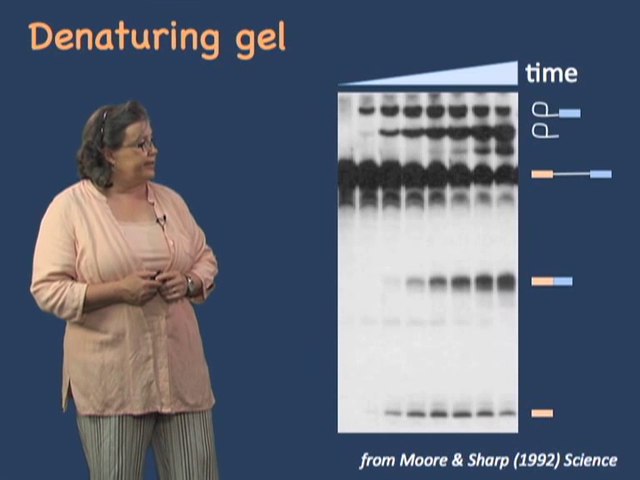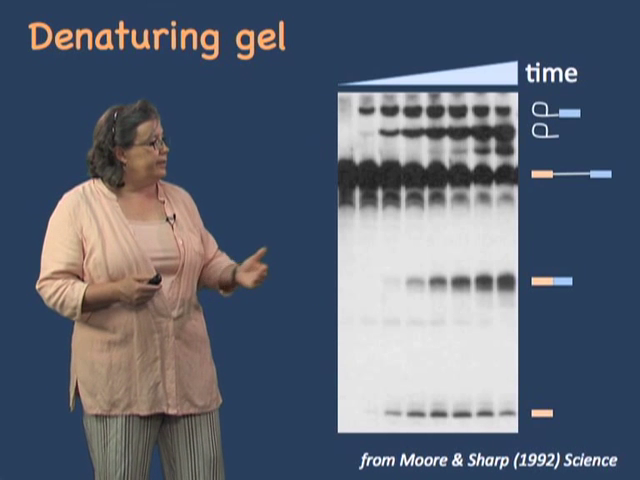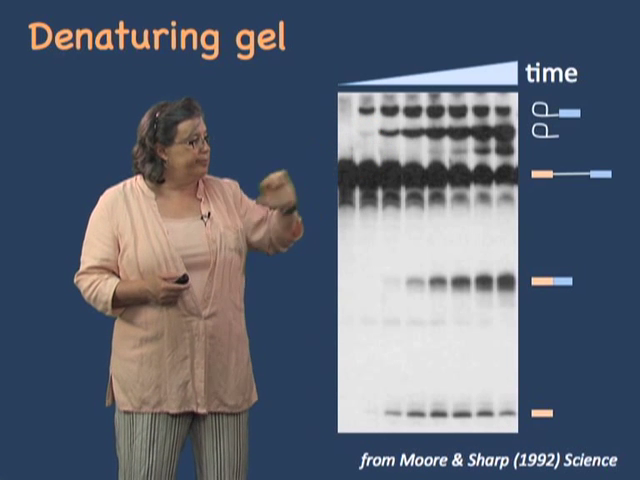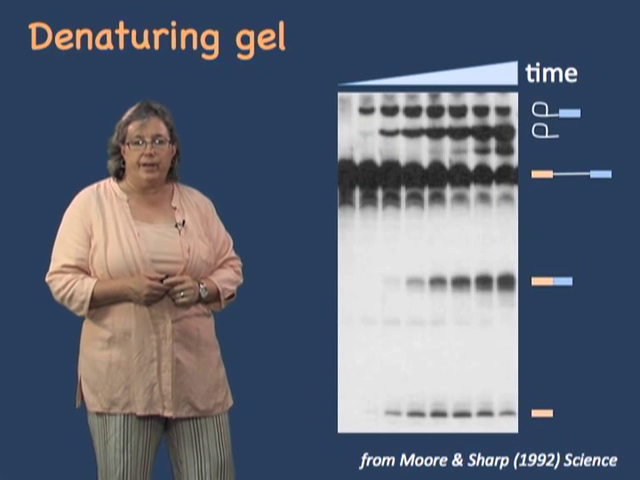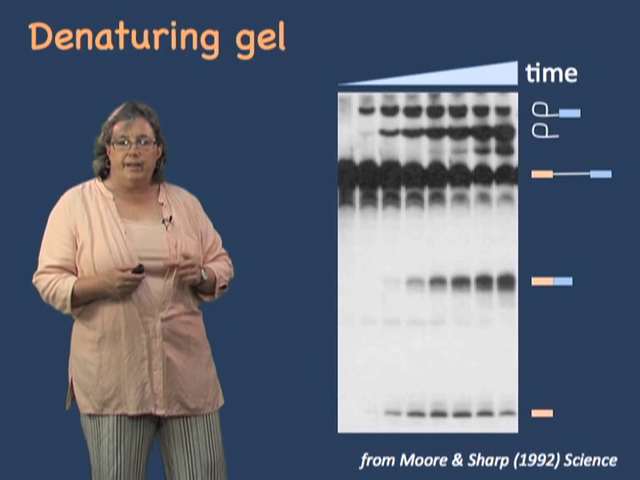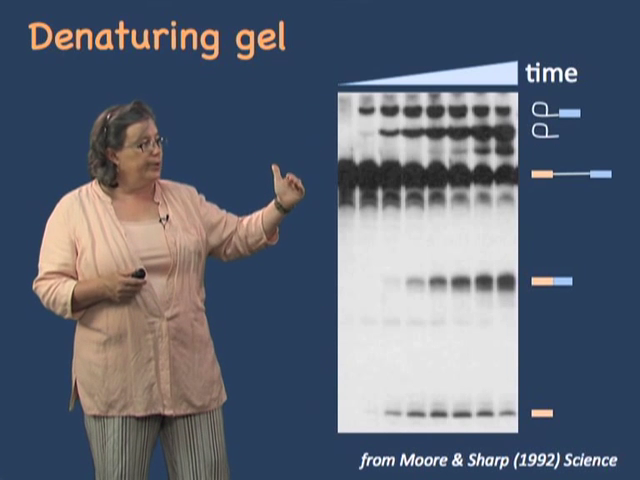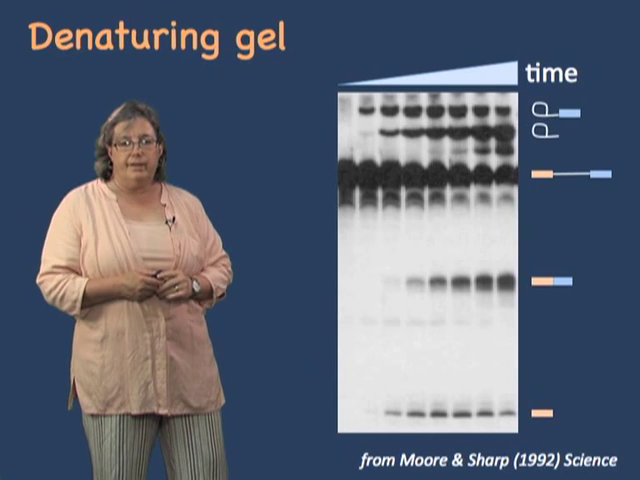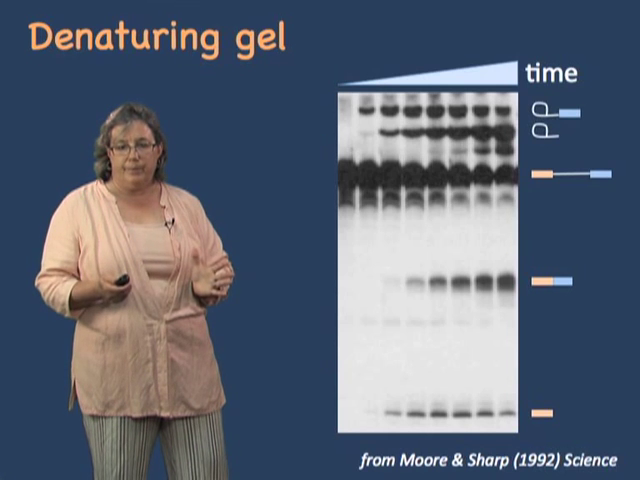The reason that the lariats run high in the gel, even though they're smaller than the pre-messenger RNA, is that they have this circular structure. Because of that unusual structure, they're retarded in the gel more than a linear RNA, and so they actually run higher than you would expect.